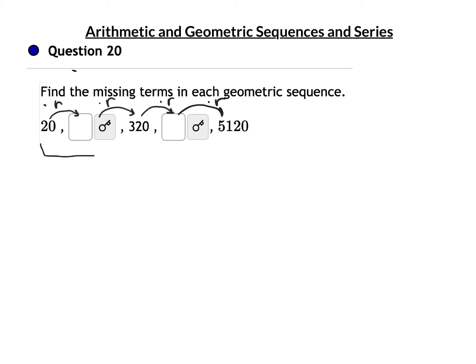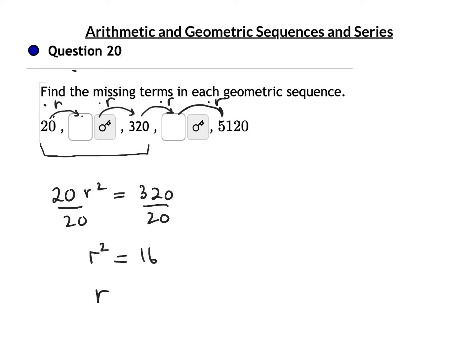We can make an equation with just part of this. We could say 20 times r times r, that's r squared, equals 320. Divide by 20, and we get r squared equals 16. Take the square root of both sides, and r would be 4. 4 times 20 is 80. Keep multiplying by 4. 4 times 80 is 320.